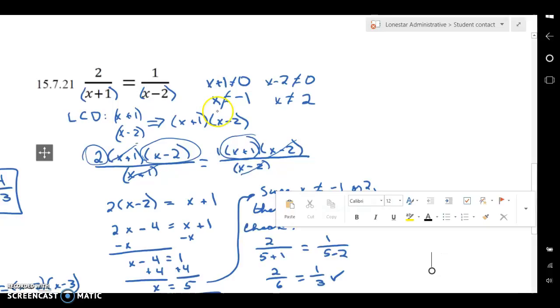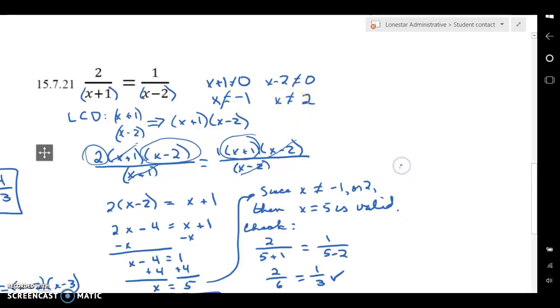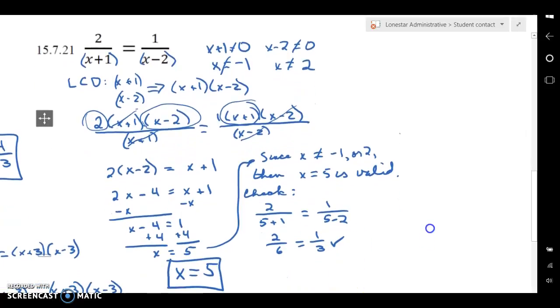Okay, we need to look back up here and make sure that x is not one of these unallowed answers. And it isn't, so that means 5 is a valid answer. It may not be a correct one, but it is valid. It's not going to make the problem undefined. So let's check it. We're going to go back up here and plug 5 in for x. 2 over 5 plus 1 should equal 1 over 5 minus 2. 2 over 6 equals 1/3. That's true when you reduce it, so therefore x equals 5.